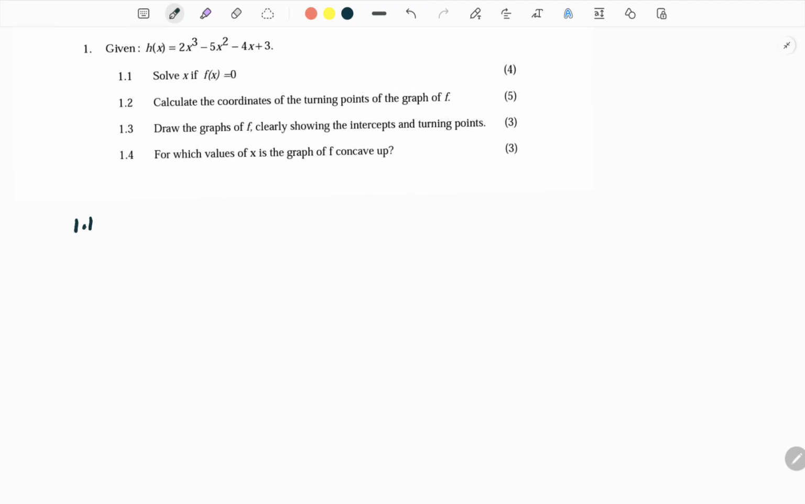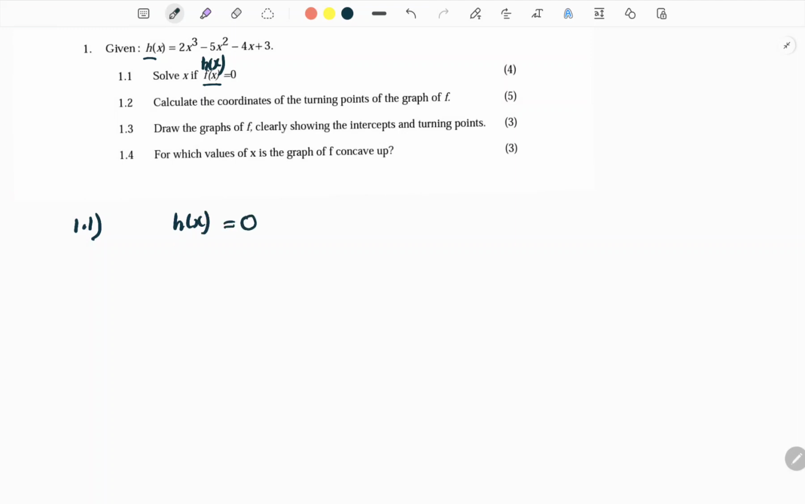We've got question 1.1, which requires us to solve for x. So you solve for x if f of x is equal to 0. What you are going to do is write your function, or they made a mistake, they wrote h of x and then it's f of x. So let's say it's h of x there. So solve for x if h of x is equal to 0.